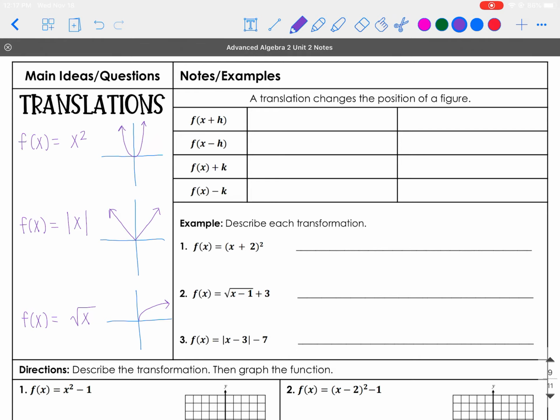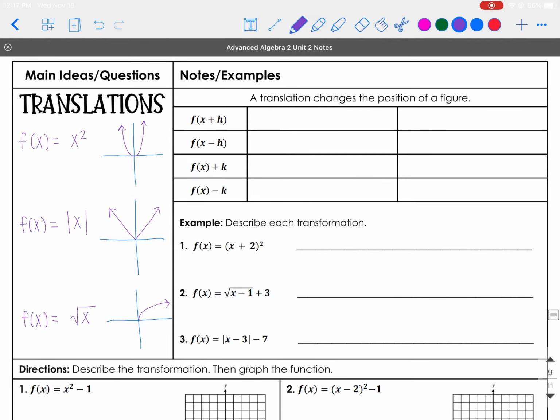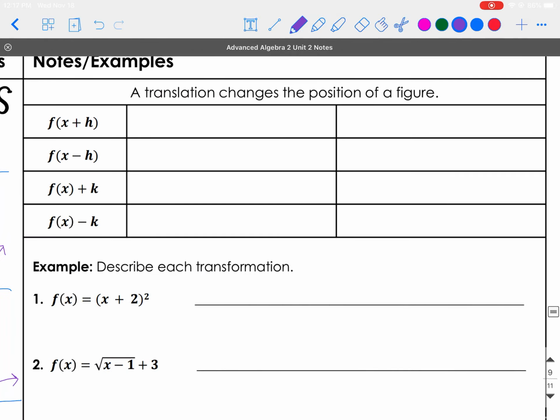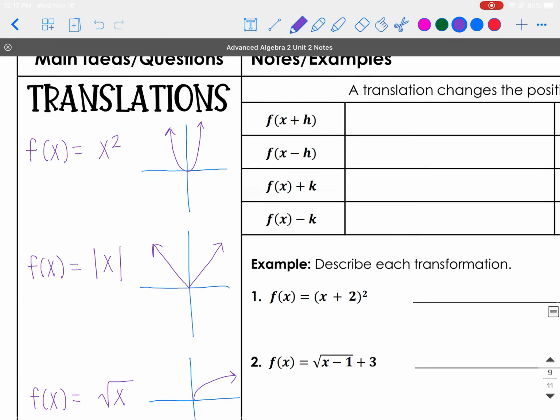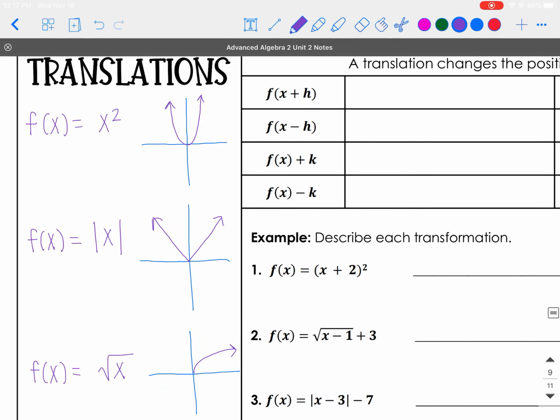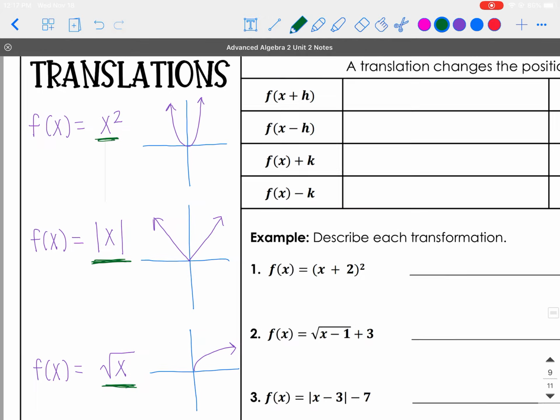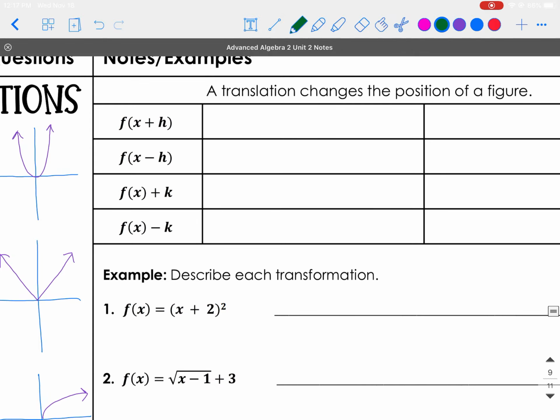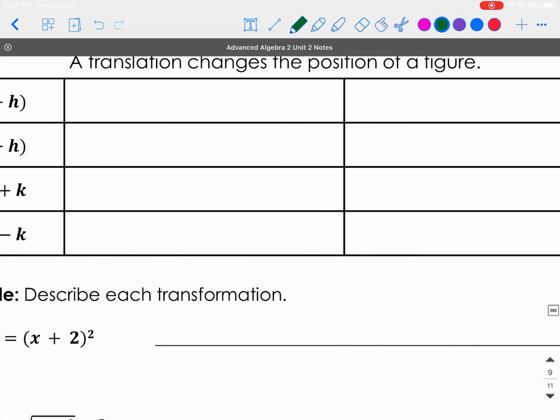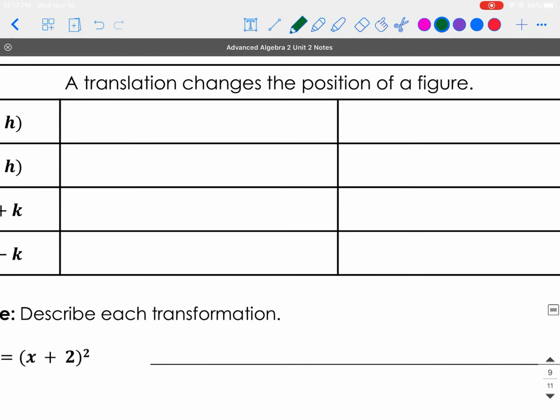So we're going to talk about translations, and a translation just moves a figure. And we can tell, if I look back at these functions that I showed you in the beginning, those are called parent functions. And so just plain x squared, just plain absolute value, and just plain square root of x. When I start adding and subtracting numbers in those functions, that's when it starts translating. So I'm going to give you a description, and as we do some examples, it will make more sense.